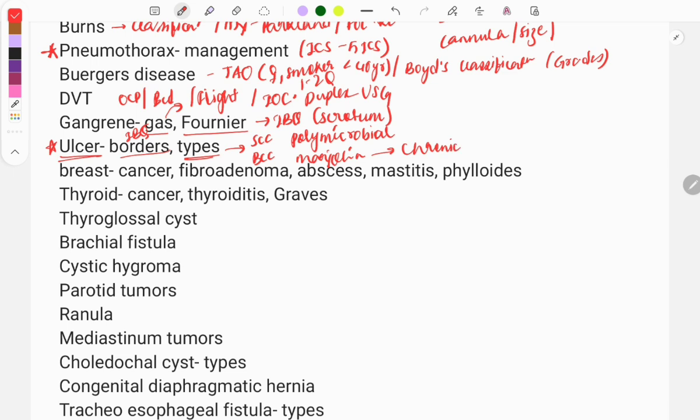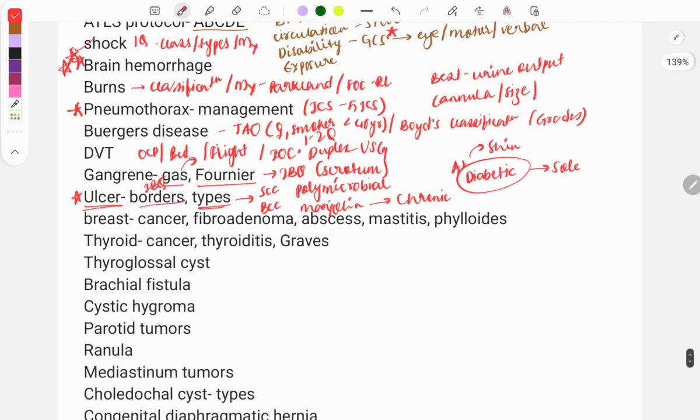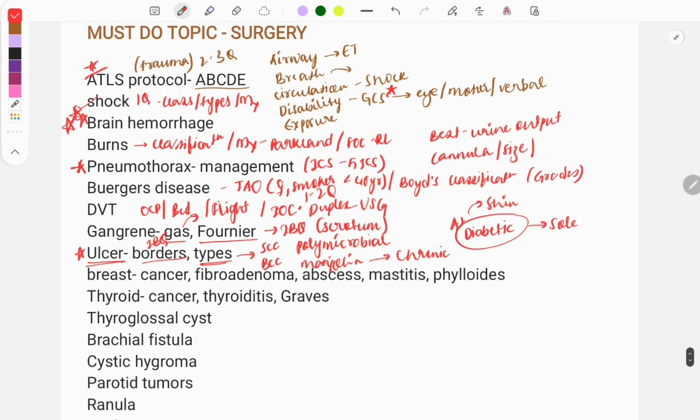Then features describing the arterial and the venous, and their location also, like the neuropathic ulcer, which is most common with diabetics, and it happens in the sole area, whereas the arterial occurs in the shin area, and venous occurs mostly in the ankle area. So these were some important topics which you must cover from general surgery.